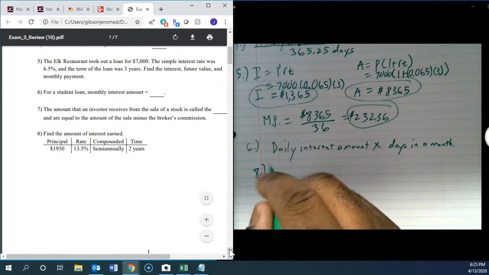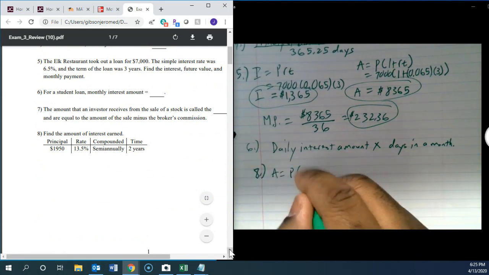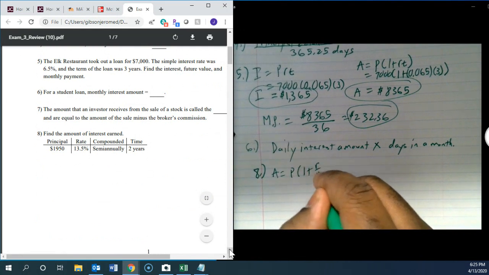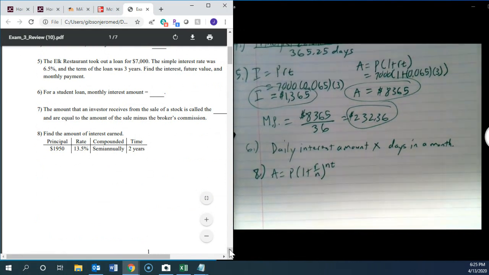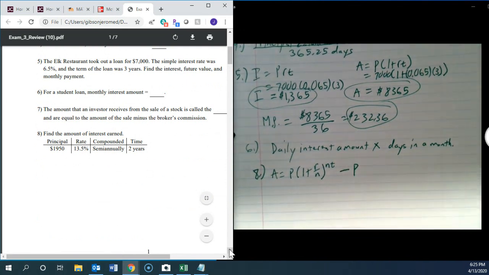So first of all, we need to take the future value, which is principal times 1 plus R over N to the NT power. This is for compound interest. Now, once we get the future value, we're going to subtract the principal from that just to get the interest.